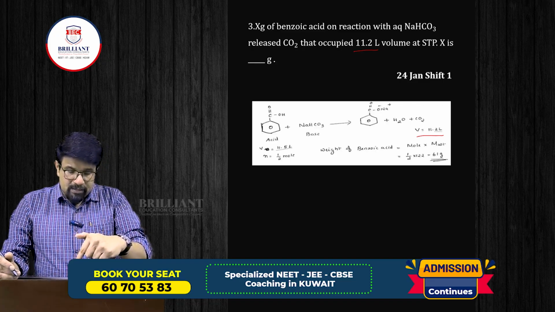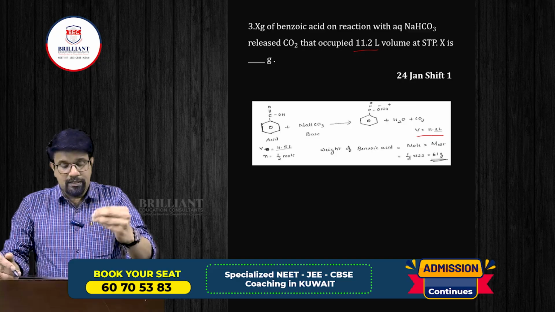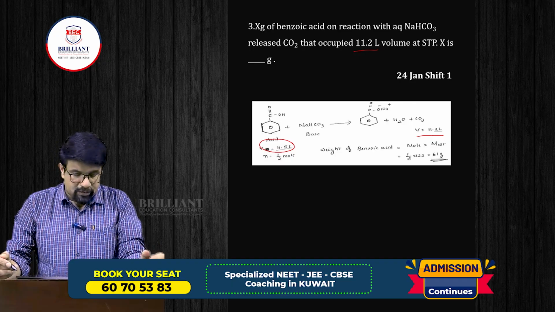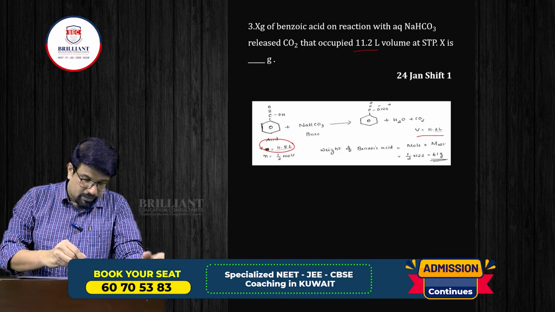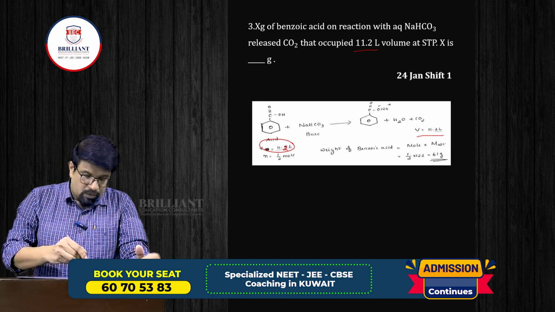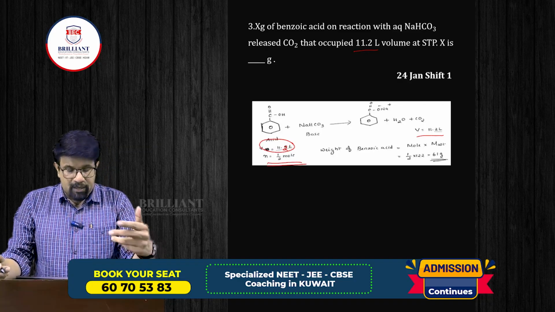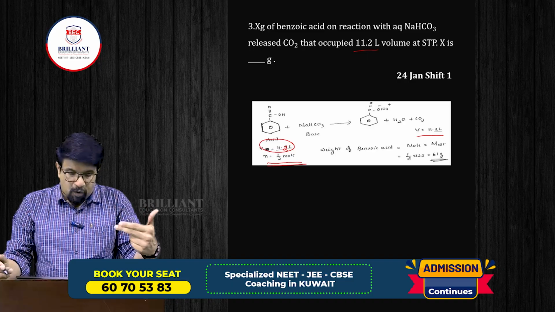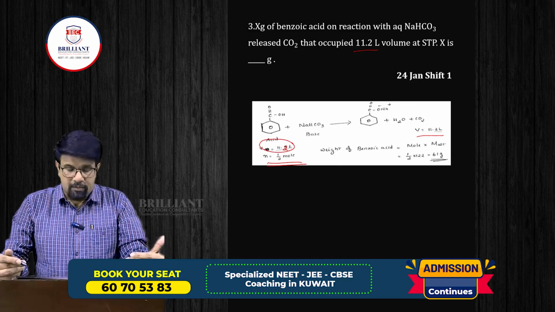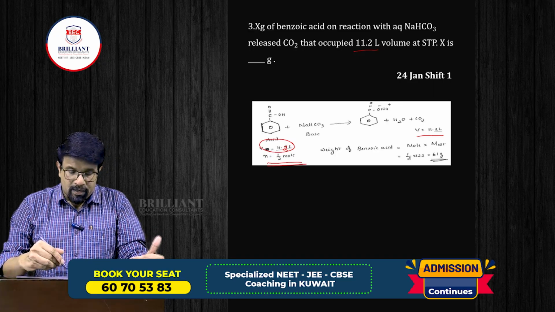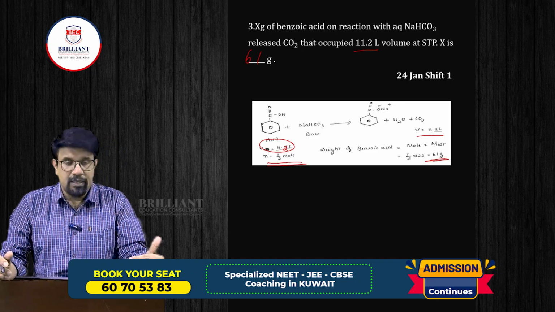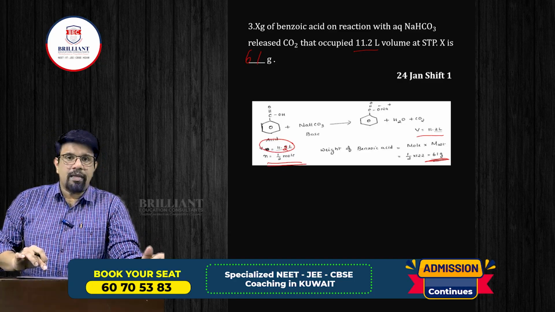So the carbon dioxide produced here is 11.2 liter. So how much amount of acid is used here? The same amount, right? It is also 11.2 liter, which means it is half mole. So the benzoic acid is also half mole. Then if we know the number of moles and molecular weight, we can easily calculate the weight of the benzoic acid, right? So weight of the benzoic acid is equal to half into 122. So the answer is 61 gram. So the answer for this question is 61 gram. I will go to the next question.